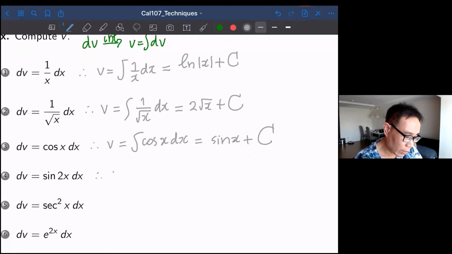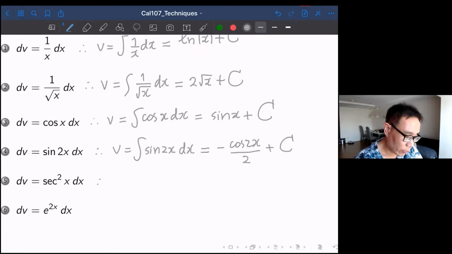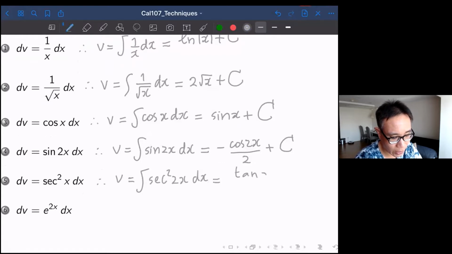And the next one, you have dv equal to sine 2x dx. So v is equal to the integral of sine 2x dx, and this gives you negative cos 2x over 2 plus c. For the next one, you have dv equal to secant squared x dx, so you integrate secant squared x, and it's going to be tan x plus c.